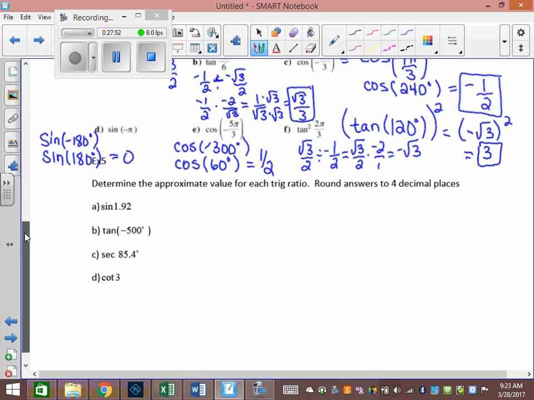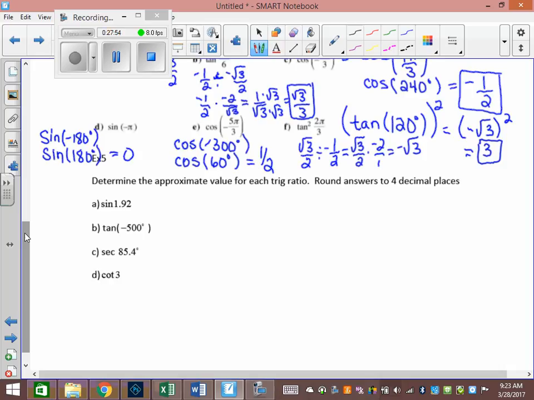Now, what if they don't give me questions off the unit circle? What if they just give me sine of 1.92? First off, is that radians or degrees? 1.92. Radians. Why? It doesn't have a degree symbol. If it doesn't have a degree symbol, it's not degrees. It's the easiest way to tell. If it has a degree symbol, it's degrees. So, to determine the approximate value means you don't have to pull it off the unit circle. Probably can't pull it off your unit circle. Round answer to 4 decimal places.